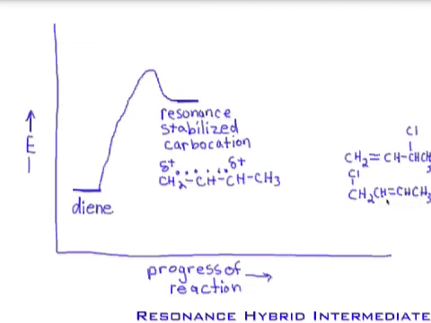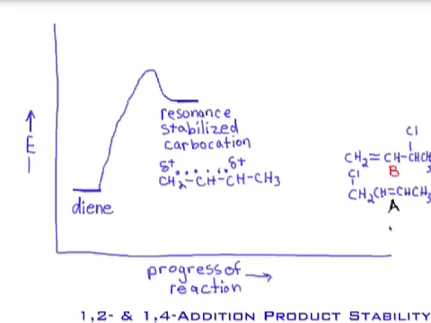The 1,4 addition product, let's use different colors. Let's call the 1,4 addition product black. Here's A. And let's label this guy as B. Now here's the interesting point. Who is more stable? Who is lower energy, A or B?